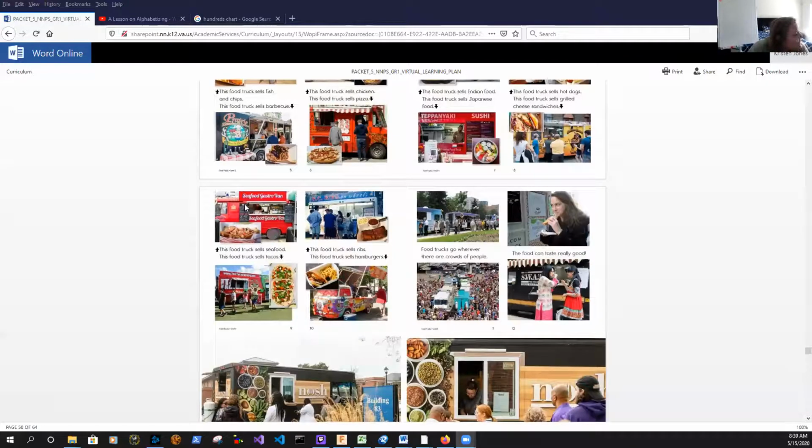This food truck sells seafood. This food truck sells tacos. This food truck sells ribs. This food truck sells hamburgers. Food trucks go wherever there are crowds of people. The food can taste really good.